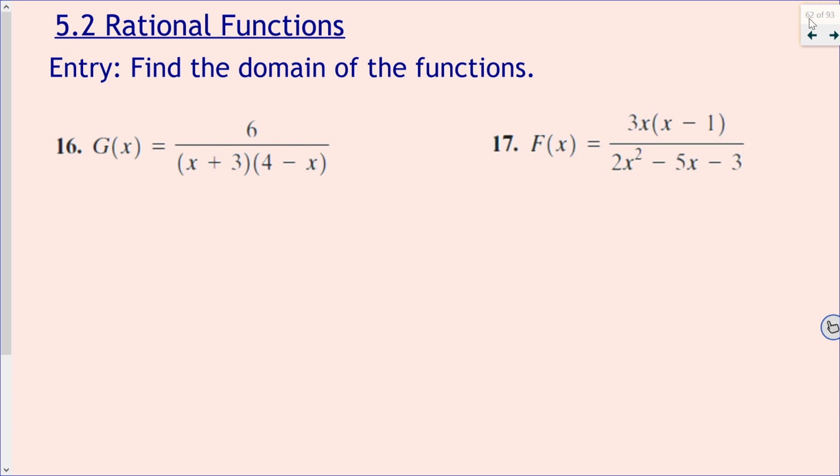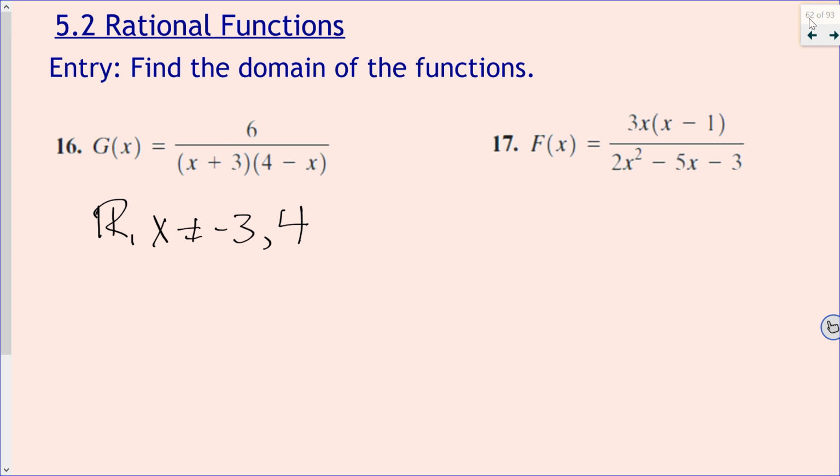Biggie? Good. And x cannot equal -3 or 4. Letitia? Good. Because the denominator cannot equal 0.